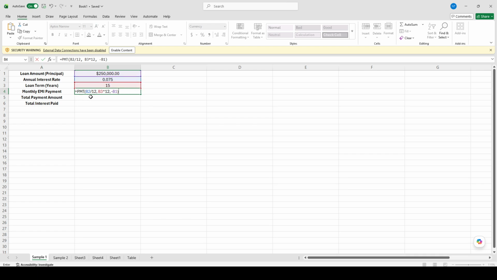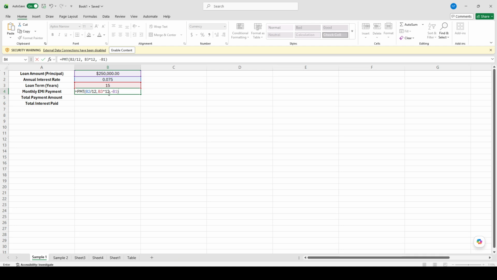This formula uses Excel's PMT function. The first part, B2 divided by 12, converts the annual interest rate into a monthly interest rate. The second part, B3 multiplied by 12, converts the loan term from years into months. The final part, minus B1, tells Excel the loan amount. The negative sign is used so that Excel returns the monthly payment as a positive value.